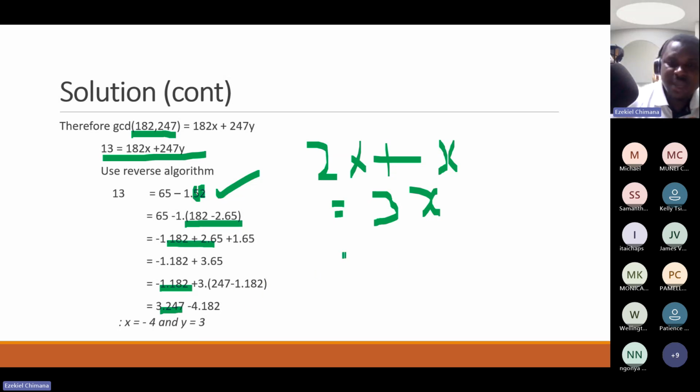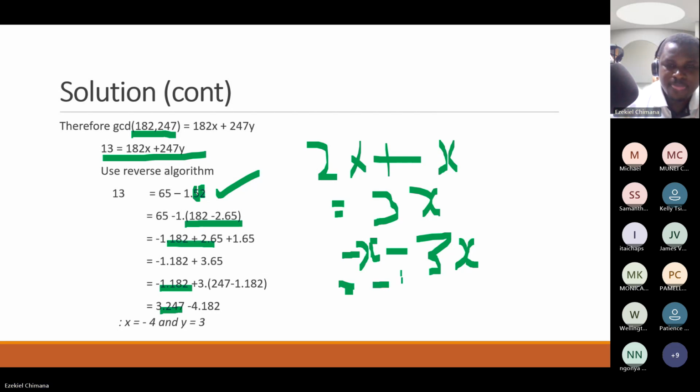3.182. So if you take minus x, then minus 3x, you are going to get what? Obviously, you are going to get minus 4x. If you do agree from the rules of algebra, minus 1 minus 3, you're going to get minus 4. So this is why we have got minus 4.182 here. That's why, because 3 times minus 1, you're going to get minus 3. And minus 3 minus 1, you're going to get minus 4. So it will become minus 4.182.